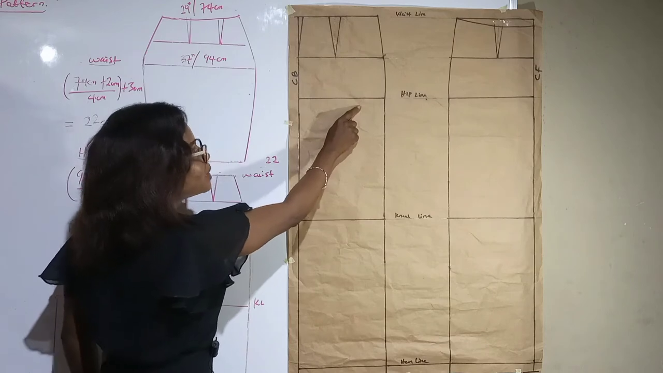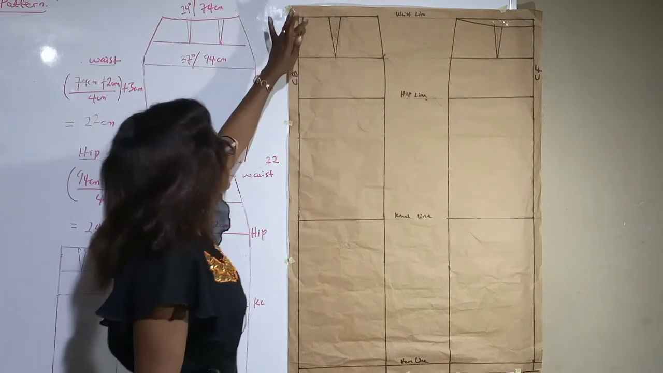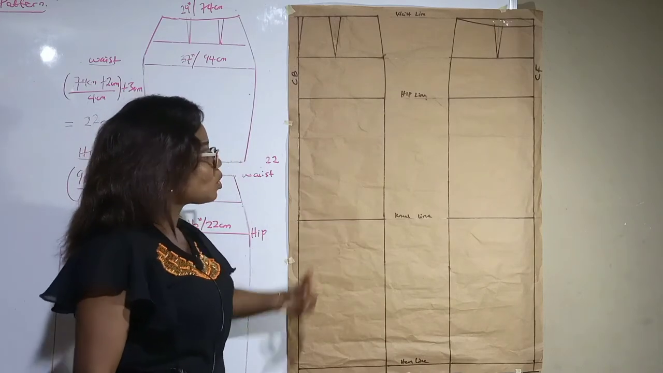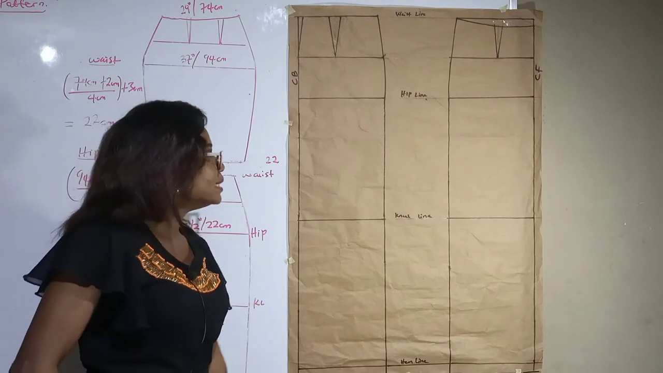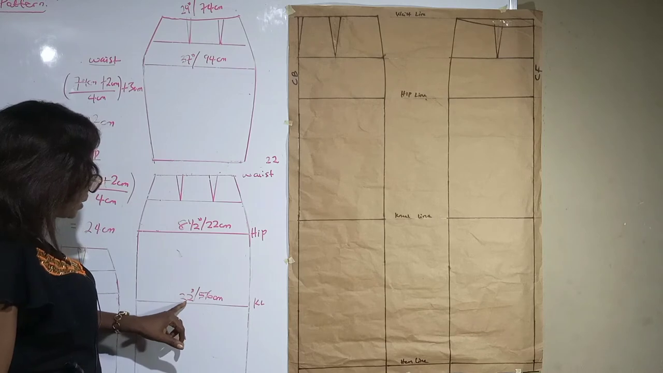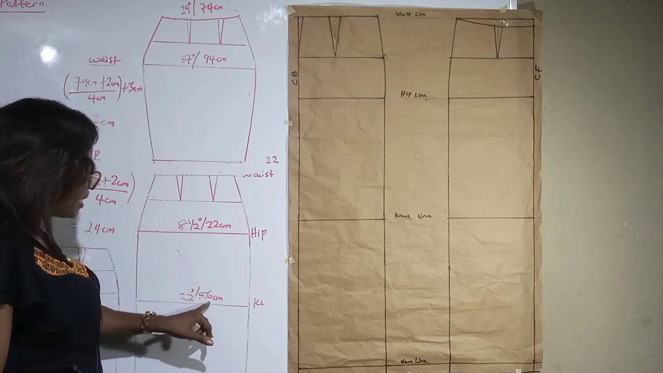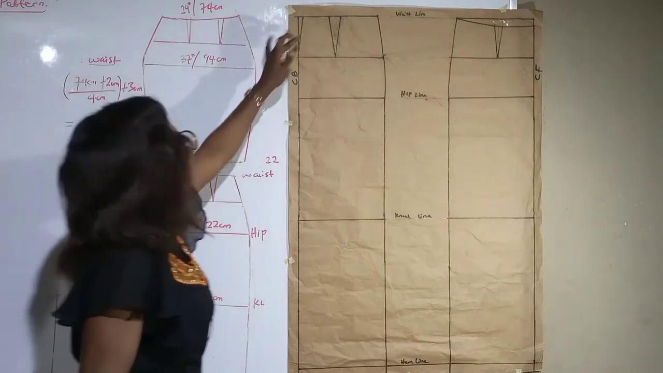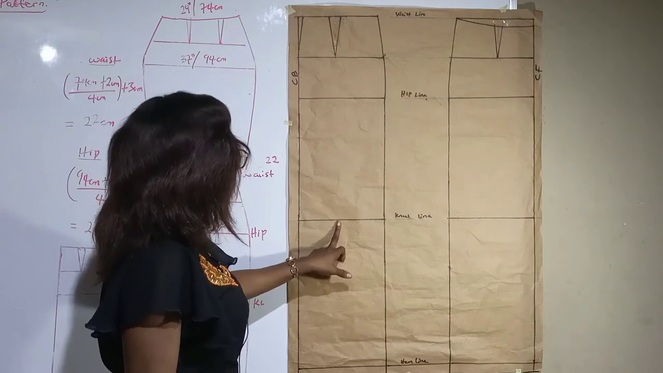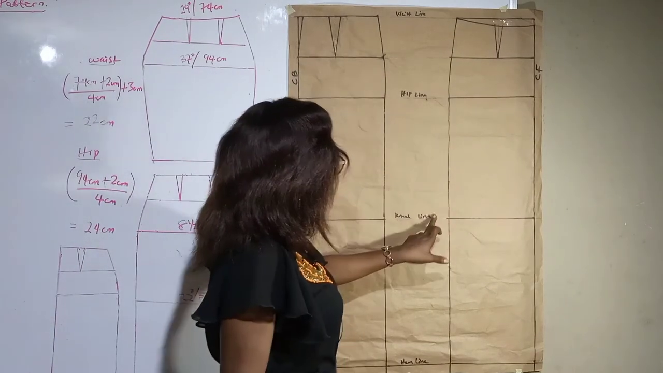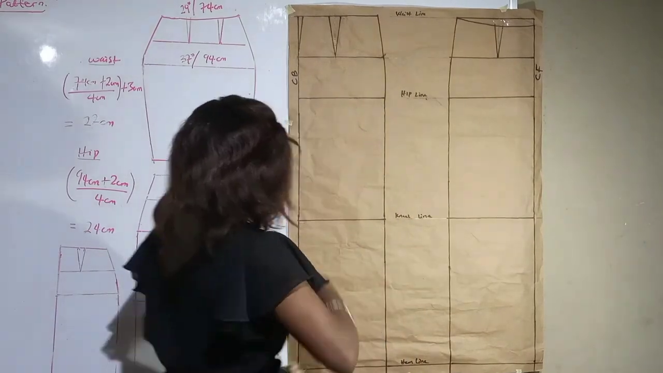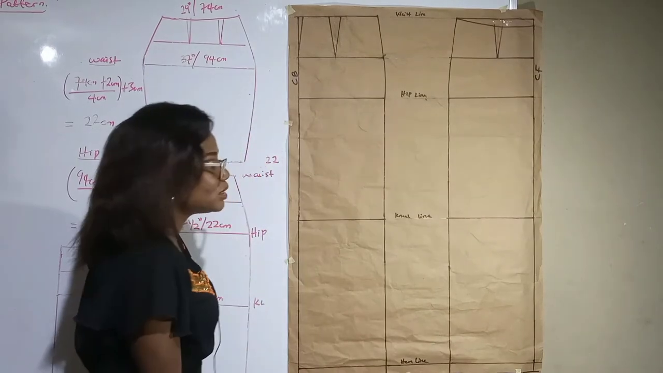Now, from the waistline again, you express the knee length measurement you took on your body, from the waist to the knee. For what we are working on now, from the waist to the knee is 22 inches or 56 cm. So I go with 56 cm. From the measurement I'm working with, from waist to knee is 56 cm. Then you rule it straight. So that represents your knee length.